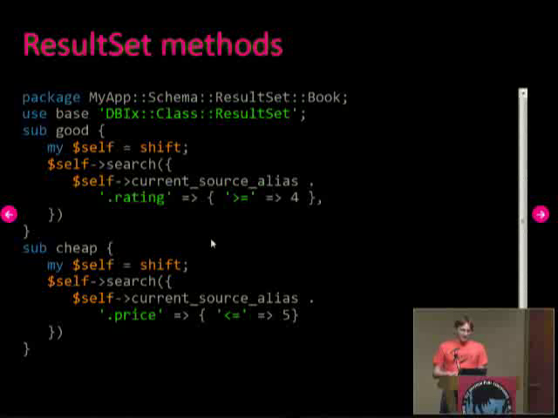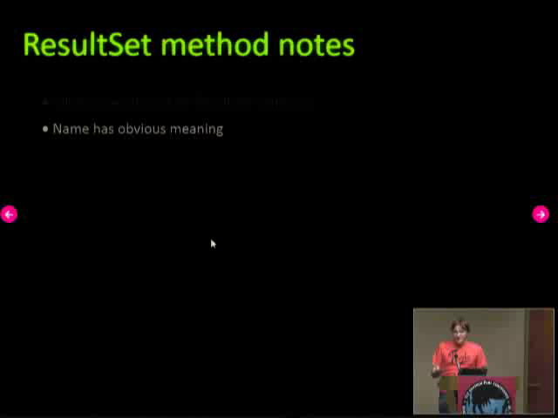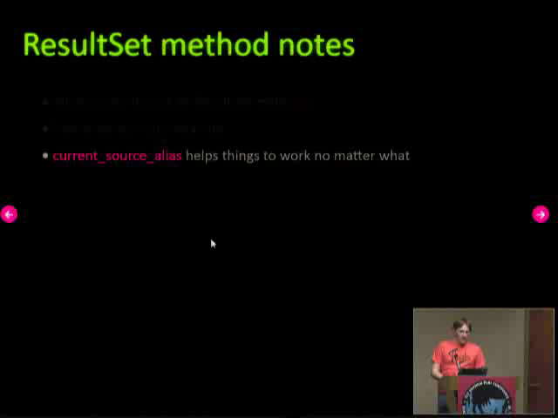This current source alias thing I'll talk to you about in a second. But basically the idea is you can say books arrow good to get good books, books arrow cheap to get cheap books. All of your searches should be result set methods. Now, I know that's a bitter pill. It's tough to actually do that. But once you implement your schema that way, you can really reuse and test a lot of things that you probably couldn't before. The name has an obvious meaning, so that's helpful.